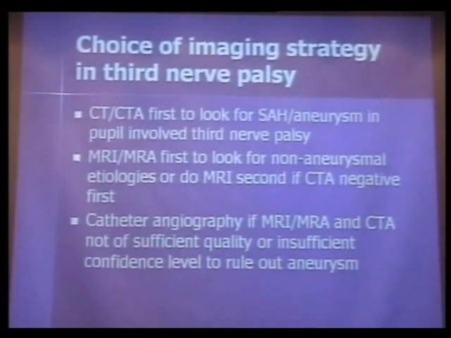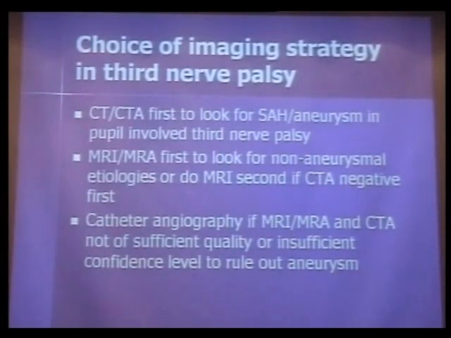And the imaging paradigm has changed a little bit. We're going to talk a little bit more about this in the imaging talk. But my first-line study for third nerve palsy is now non-contrast CT, looking for subarachnoid hemorrhage, and then contrast CTA to look for aneurysm. Then, if that's negative, I'm going to do an MRI, MRA as a second study. If in your institution MR is better, you could reverse the order: MRI, MRA, followed by CTA.